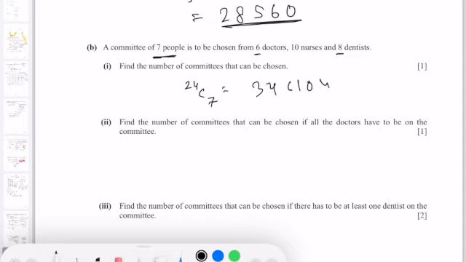the committee. All the doctors, that means this is 7 people: 1 2 3 4 5 6 7. You must fill all these spaces by 6 doctors. Now 6 doctors is okay, but there are 10 nurses and 8 dentists remaining. So this place can be filled by any nurse or any dentist. So 10 plus 8, 18C1 way. So 18C1, if I use calculators, that is 18.